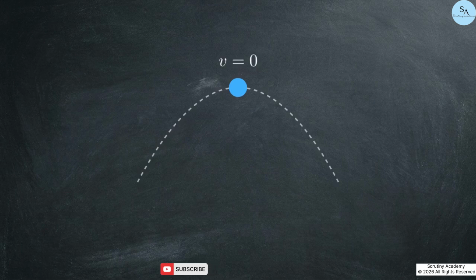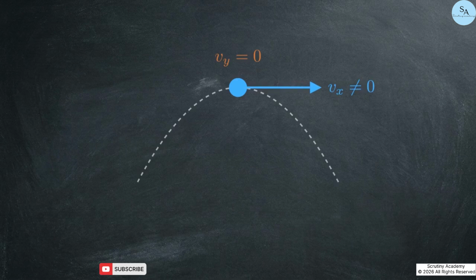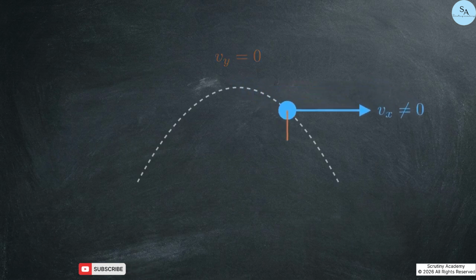Examiners also exploit the maximum height trap. Many students assume an object stops completely at the top of its arc. The vertical velocity is 0, yes, but the horizontal velocity is still pushing it forward.